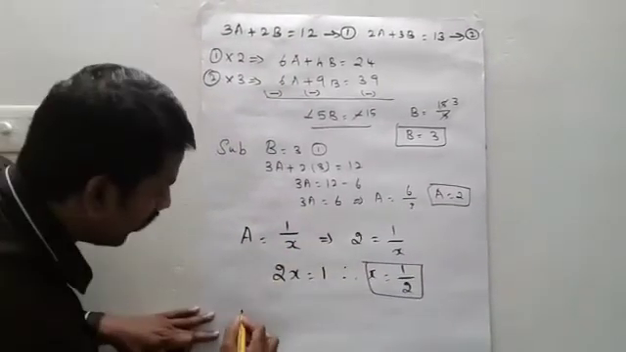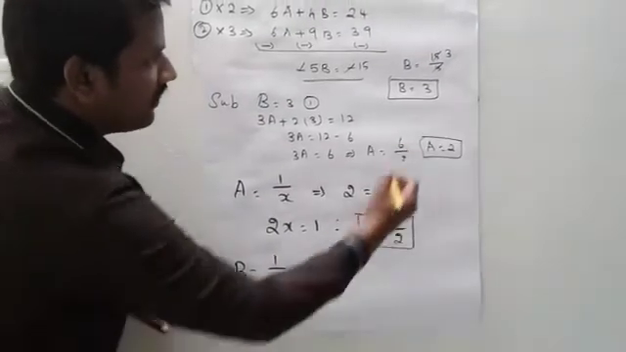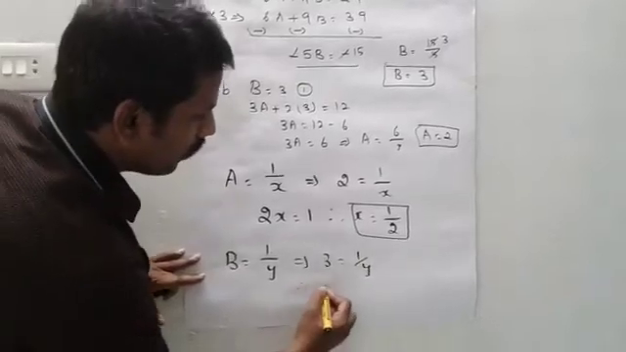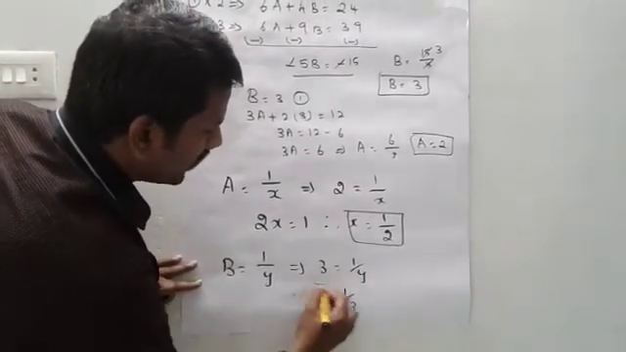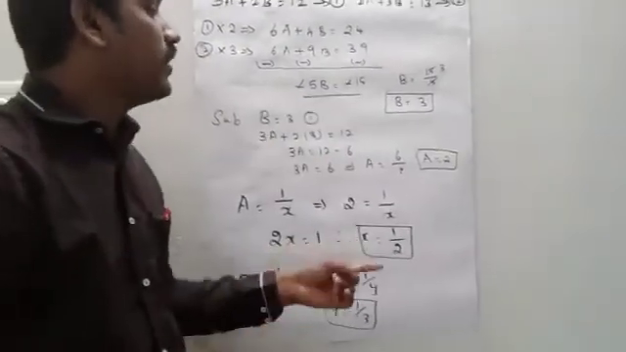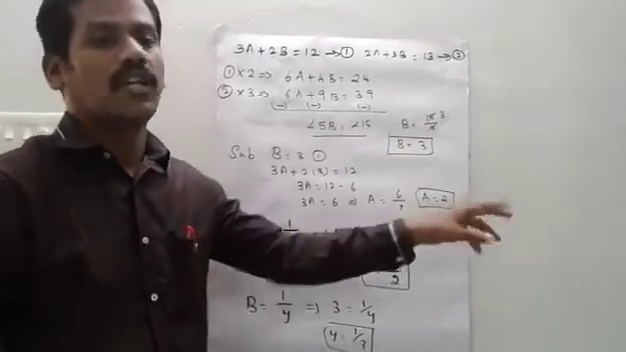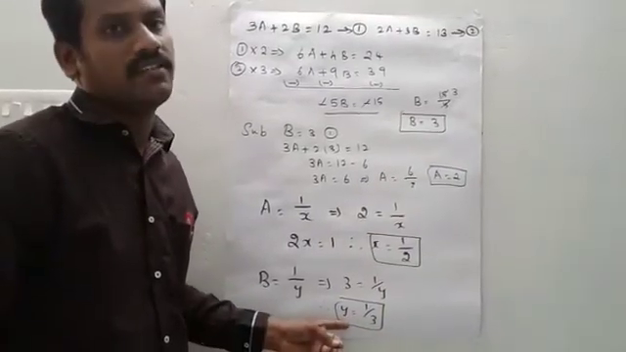Now next one. What's the B value? B is equal to 1 by Y. That implies B value is 3, equal to 1 by Y. Therefore, Y is equal to 1 by 3. I found the Y value. This is a very easy method. After completing A and B, there's a shortcut: just write the reciprocal. If A is 2, X equals 1 by 2. B is 3, Y is 1 by 3. That's all. Thank you.